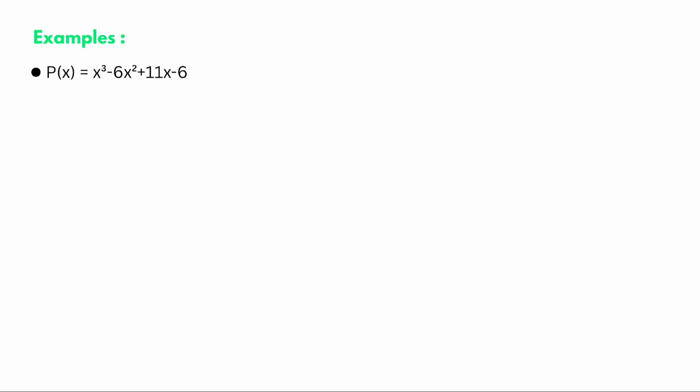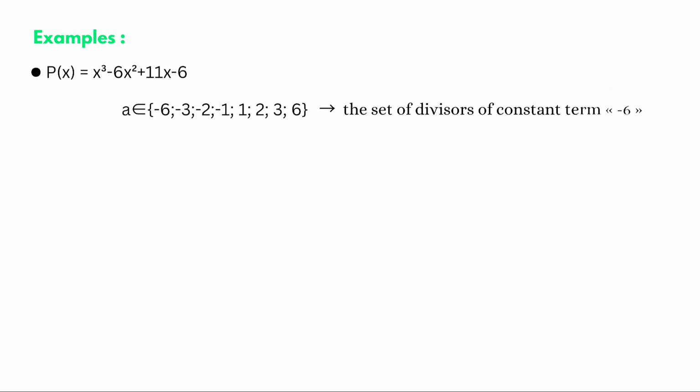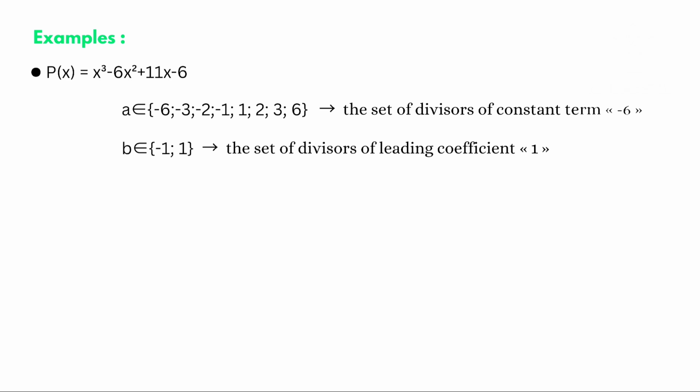Now, let's see the rational root theorem in action with a cubic polynomial. P of x equals x cubed minus 6x squared plus 11x minus 6. The divisors of the constant term, minus 6, are minus 6, minus 3, minus 2, minus 1, 1, 2, 3, and 6. The divisors of the leading coefficient, 1, are minus 1 and 1. Then we divide each divisor of the constant term by each divisor of the leading coefficient to obtain all possible candidate roots.